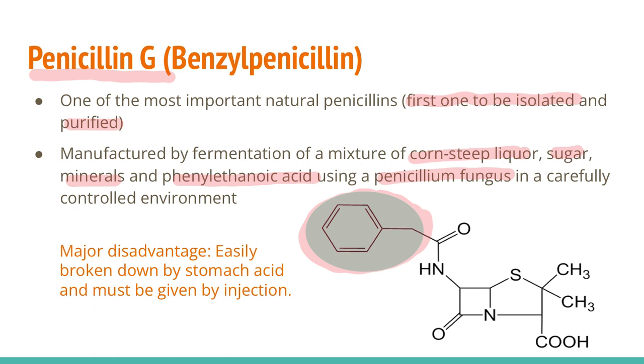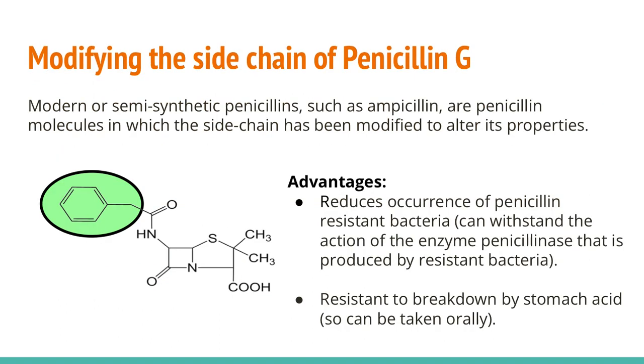Now, one of the major disadvantages of this particular penicillin is that it's easily broken down by stomach acid and has to be given by injection, which is not exactly very easy to do. And we know that when we take penicillin nowadays, we do not take it by injection. So like I said, with penicillin G, we have what's called a side chain here. In order to create the kind of penicillins that we take today, we can modify this side chain to create ones that are more stable and that we can take orally.